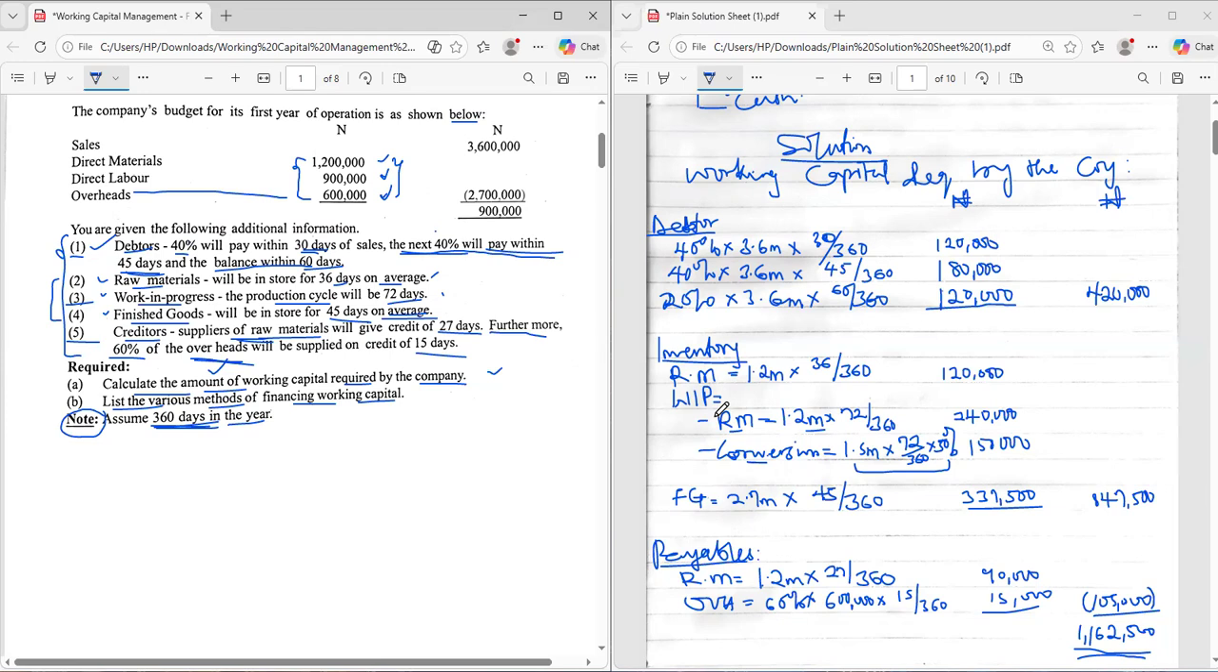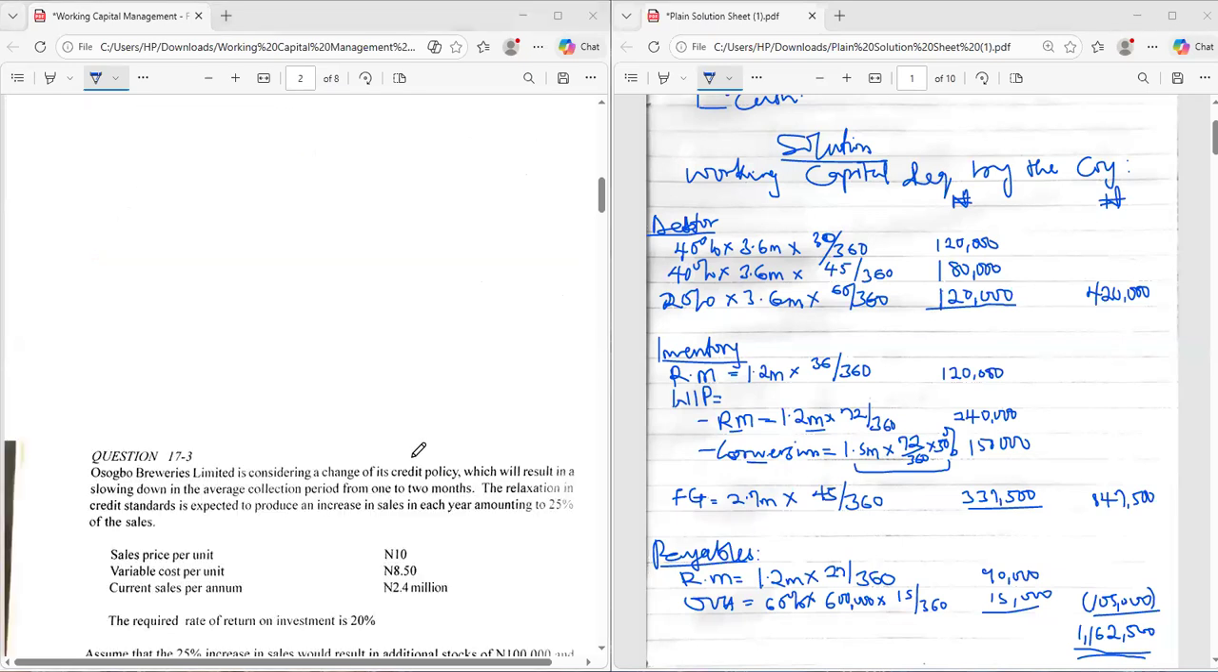Yes, correct. I need more sources of funds. Yes. Then also retained earnings can be used for working capital. Thank you. Okay, that's fine.